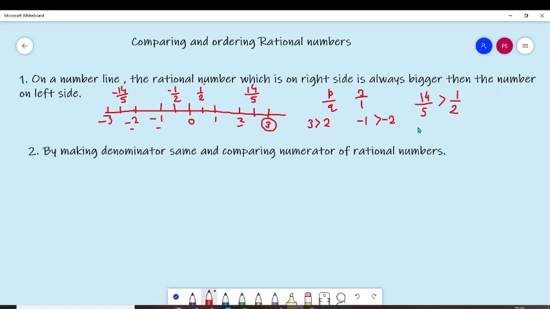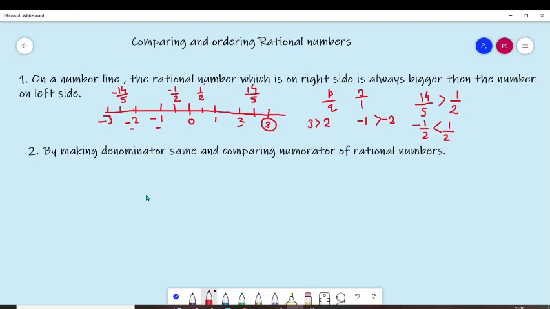Similarly, if we compare -1/2 and 1/2, which is on the right-hand side? Let us see on the number line. 1/2 is on the right-hand side now, so it is a bigger number, right? So this is a very simple way to find out, on the number line, which is the bigger one and which is the smaller one. But we have some other method also.